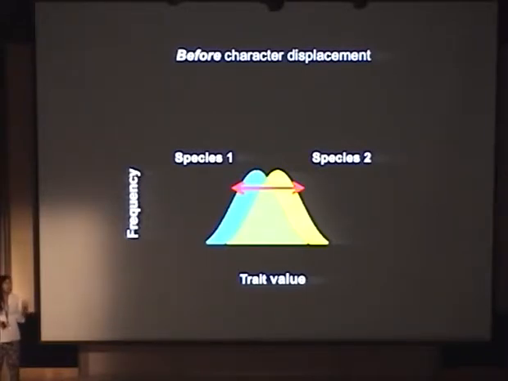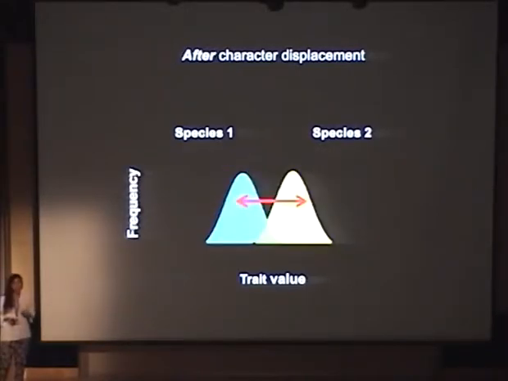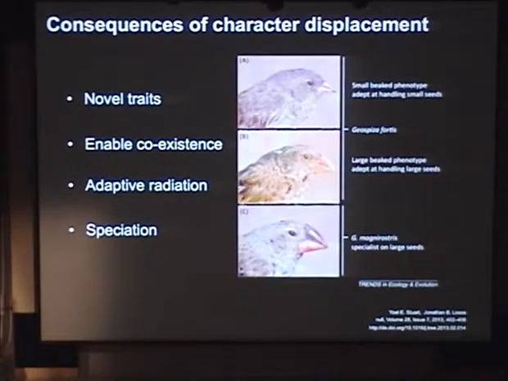However, selection favors those individuals in the extremes. And so what's thought to happen is that after various generations, selection favors these extreme phenotypes. The means of these resource-associated traits diverge, and these species no longer overlap so greatly in niche space. And so this has been thought to be very important in enabling species coexistence, but also leading to the evolution of novel traits, and can potentially also lead to adaptive radiation and speciation, as in the example of the Galapagos finches here.